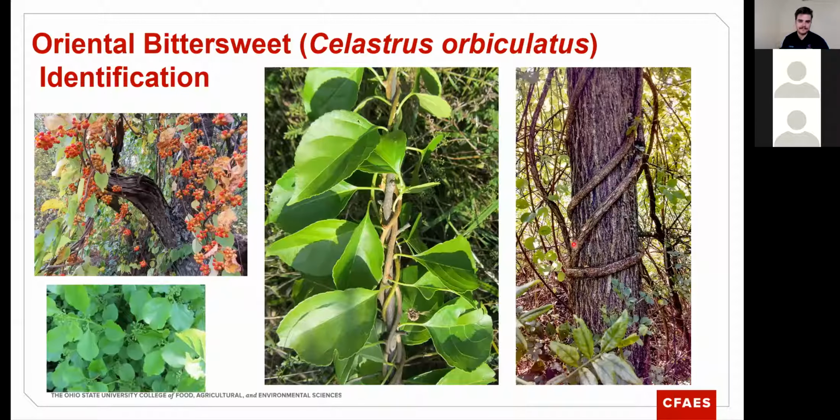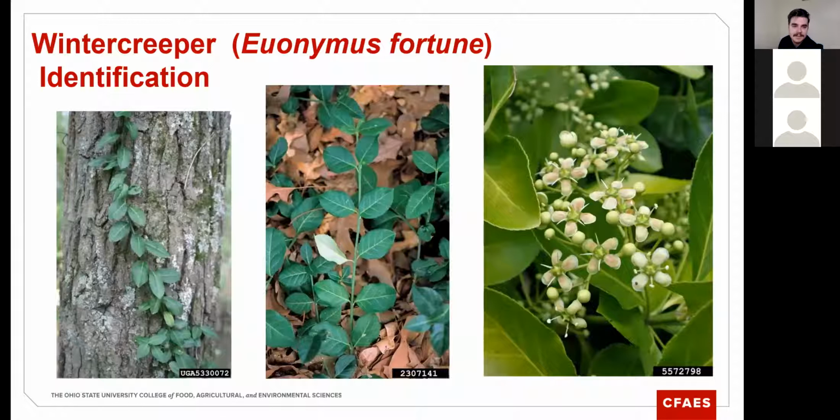And this, grapevines, wild grape, can also cause damage to your trees, especially if you're trying to grow timber. It's something that you want to control, so you can use this information to control that as well. Winter creeper is the other vine that Rees talked about.